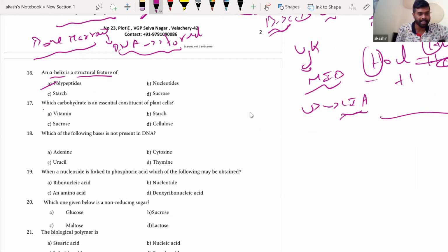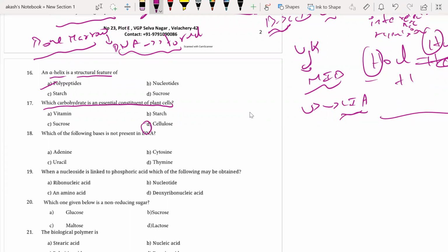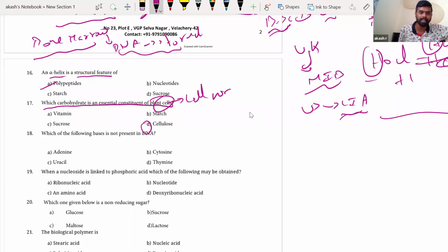Which carbohydrate is an essential constituent of a plant cell? What is the answer? Quick. Cellulose. Yes, cellulose. Now, plant cell has a cell wall. Animal cell doesn't have a cell wall. Am I correct? Biology people, am I right? Plant cell has a cell wall, animal cell doesn't have a cell wall. Am I right?